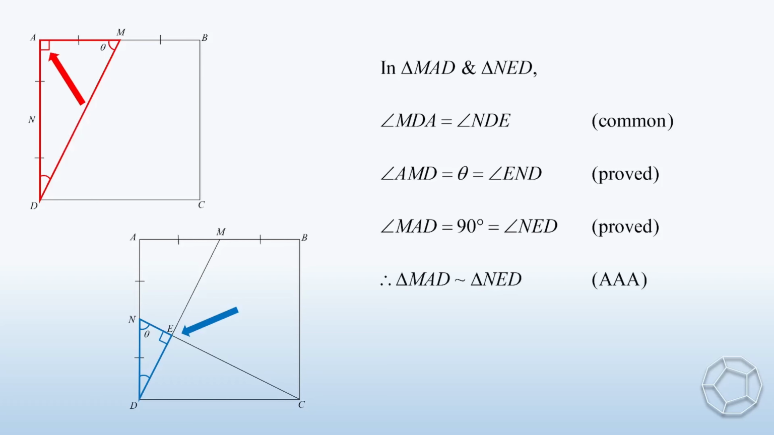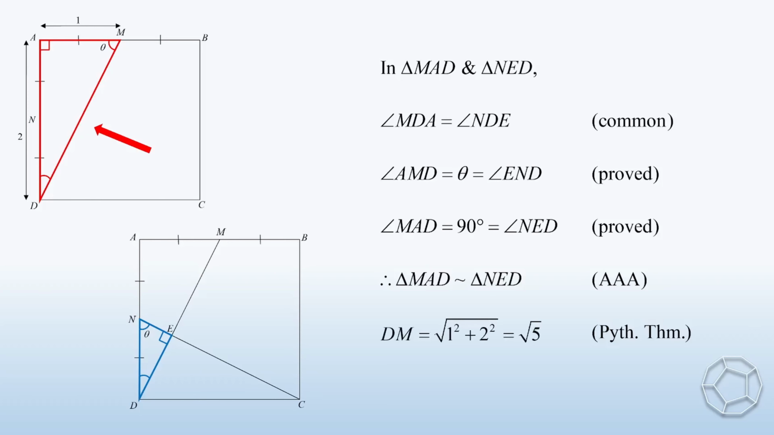Therefore, the two triangles are similar, and the reason is AAA. This result helps us solve the length of DE. Before that, we need one more length. Here, the hypotenuse DM can be found by Pythagoras' theorem. So, DM is equal to square root 5.